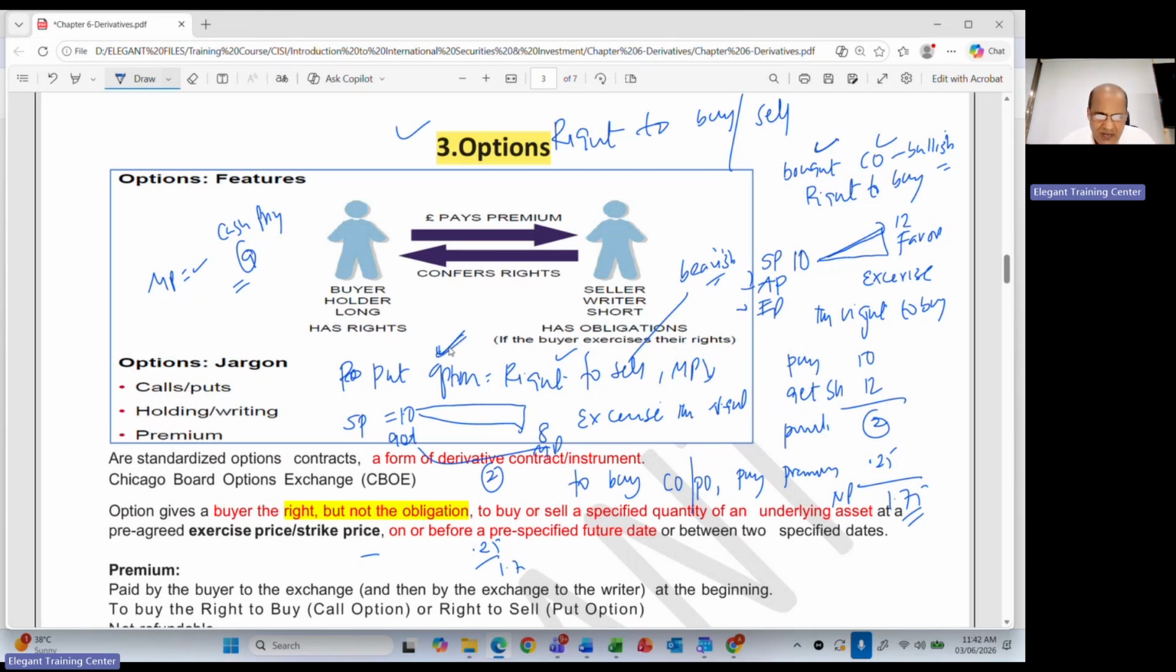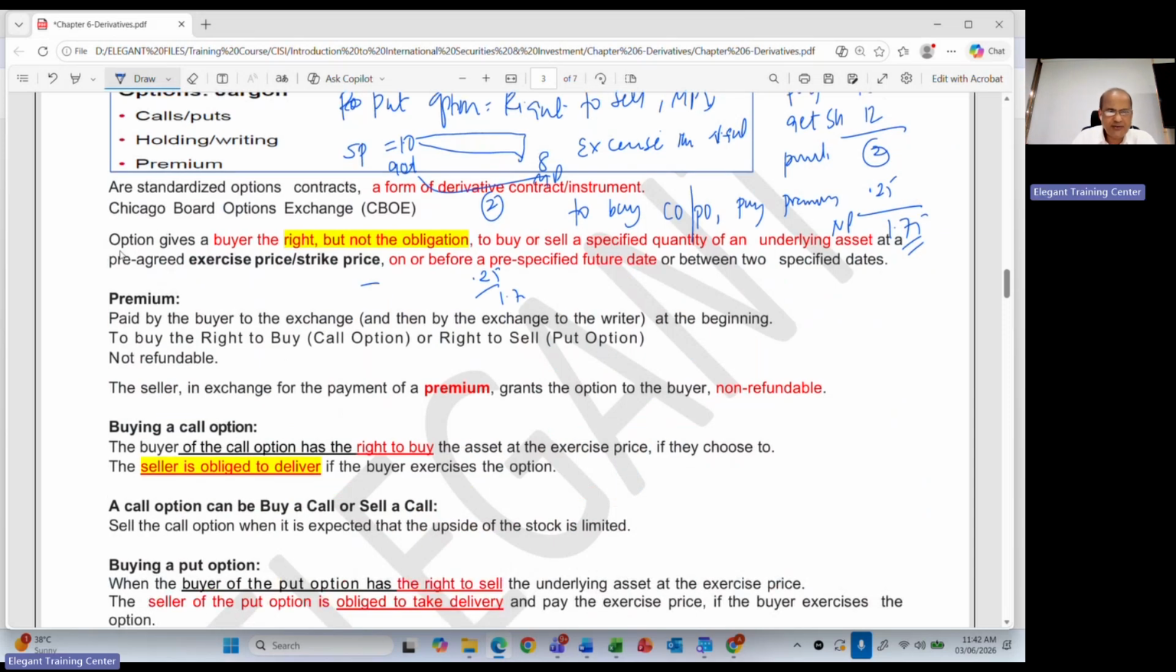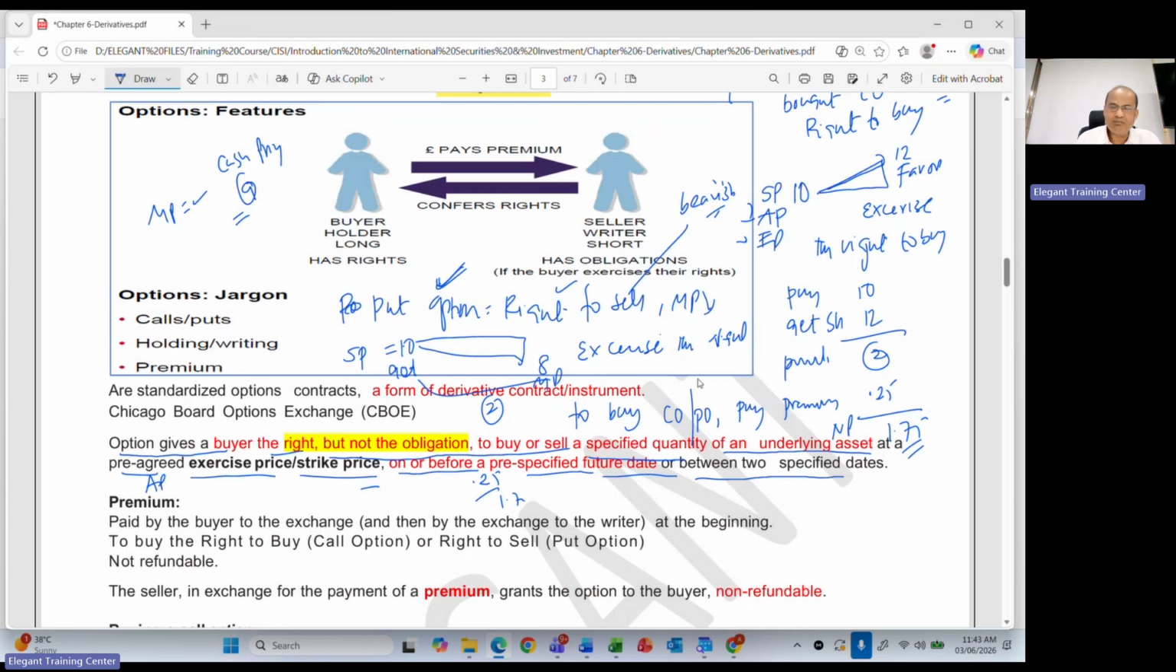So this is the idea. Let's understand. An option gives a buyer a right but not the obligation to buy or sell a specified quantity of an underlying asset at a pre-agreed price, called the exercise price, strike price, or agreed price, on or before a pre-defined future date or between two specified dates. So basically every call option and put option has an expiry date. Before that expiry date, you have to exercise your right.